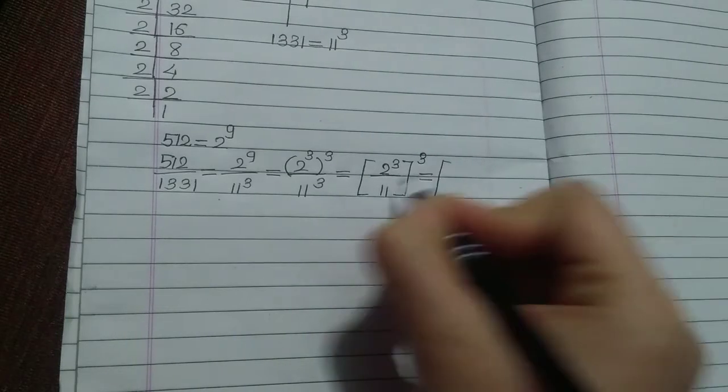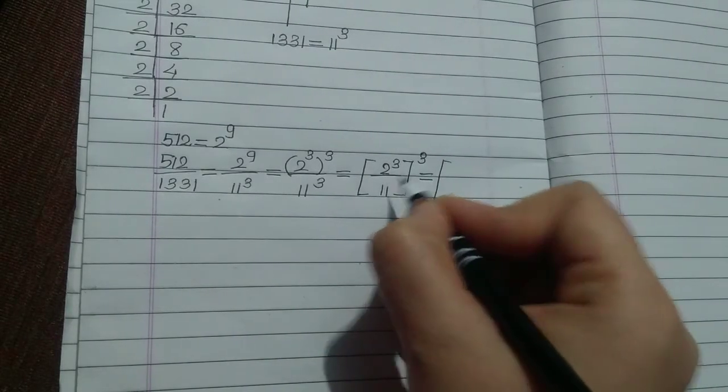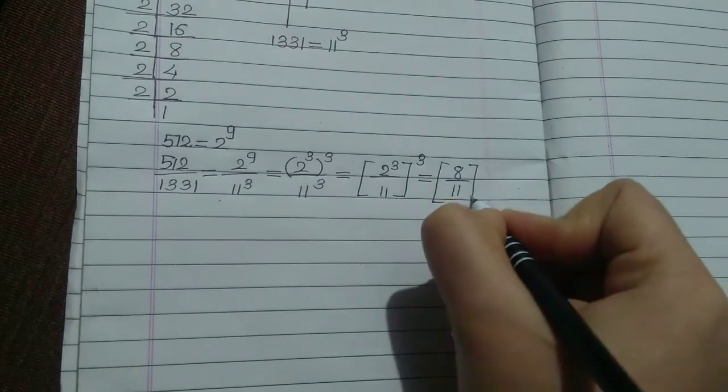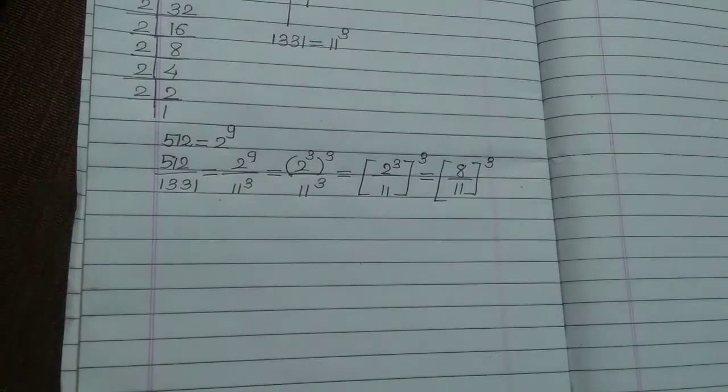And we also know that 2 to the power 3 equal to 2 4s are 8, upon 11 whole cube. This is our answer.